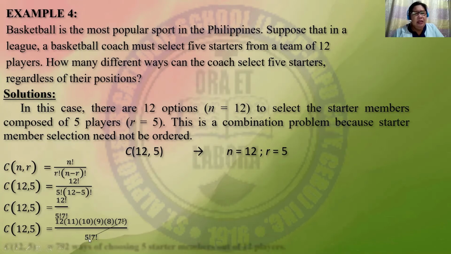So at the denominator part, we have 5 factorial times 7 factorial. Cancel 7 factorial. So what we have is 792 ways of choosing 5 starter members out of 12 players.